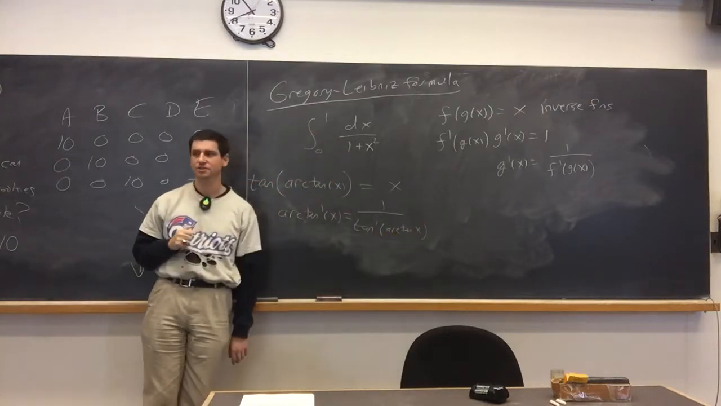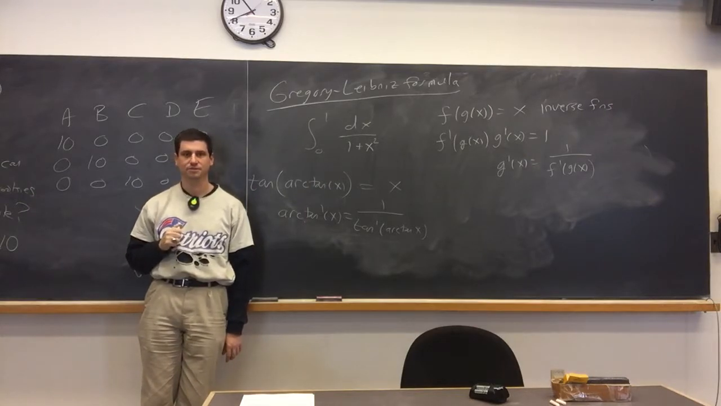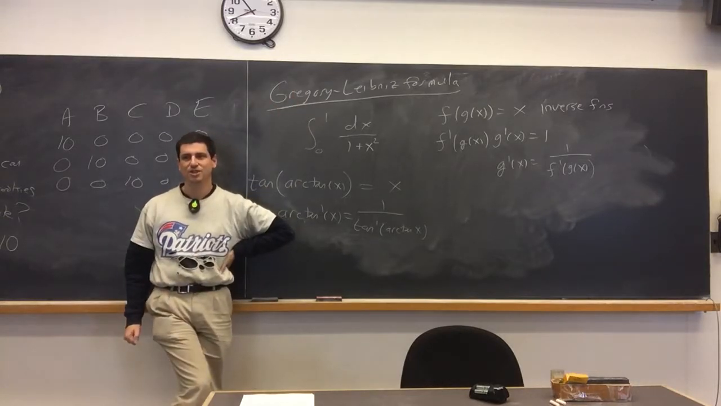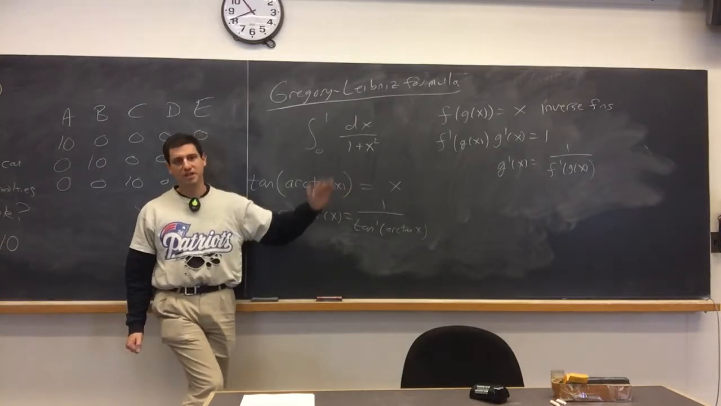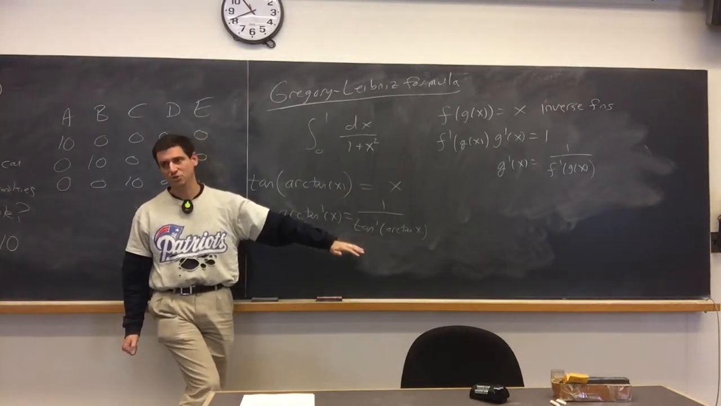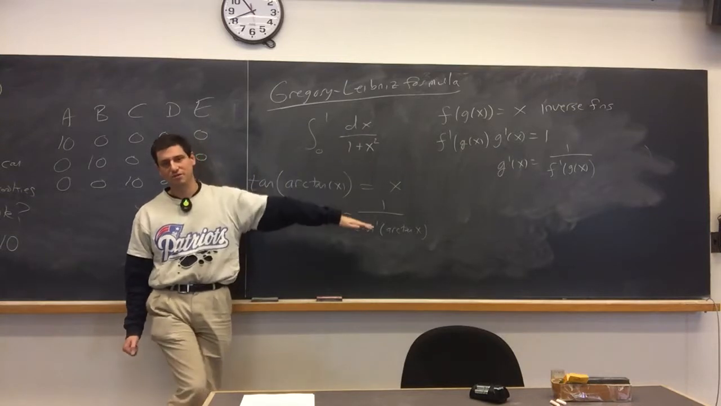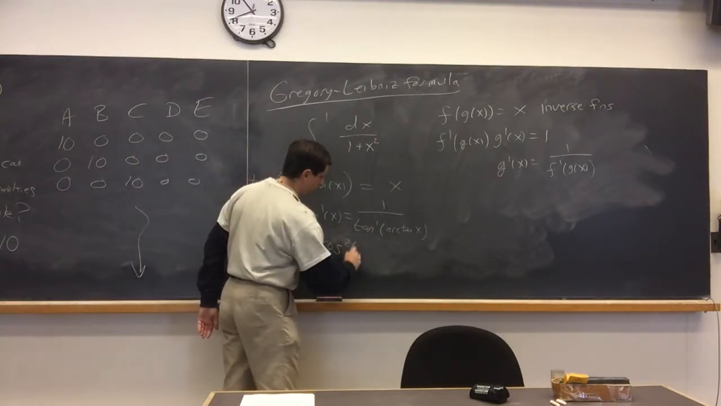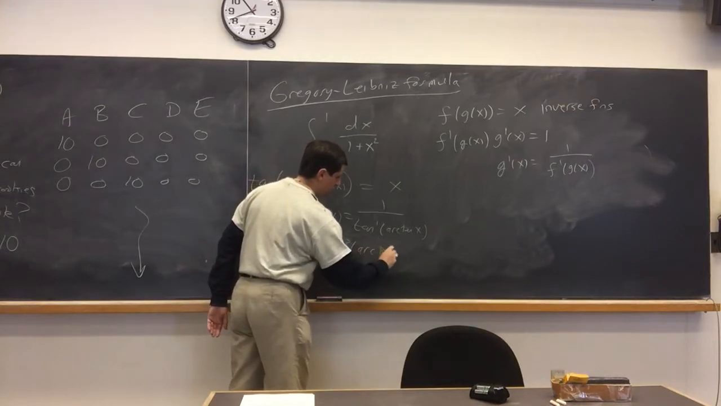What's the derivative of tangent? So tangent is sine over cosine. So you get cosine squared plus sine squared over cosine squared. So you get 1 over cosine squared. So the derivative of tangent is 1 over cosine squared, which then becomes, since I'm taking the reciprocal here, cosine squared. So this is cosine squared of arctangent of x.